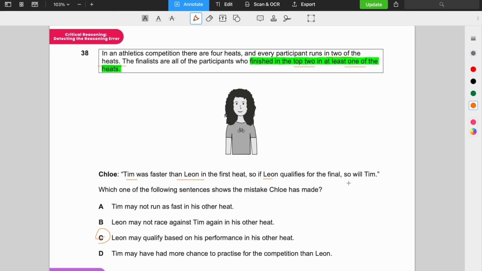The rule is that you have to finish in the top 2 in at least one of the heats. How do we know that Tim has finished in the top 2? We don't, right? There's nothing here that warrants that Tim would have finished in the top 2 in any of the heats, so therefore we can't conclude this to be true, that Tim will definitely qualify for the final. So C is our best answer.